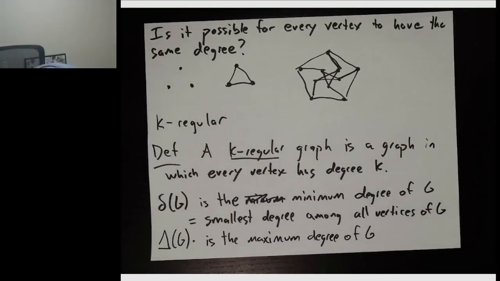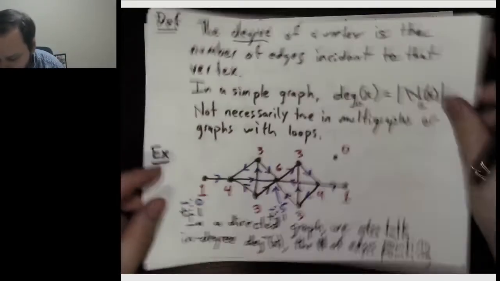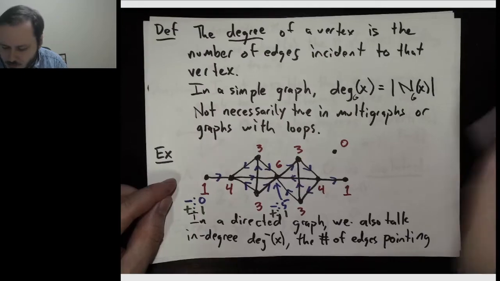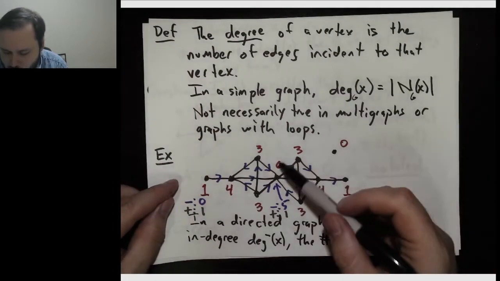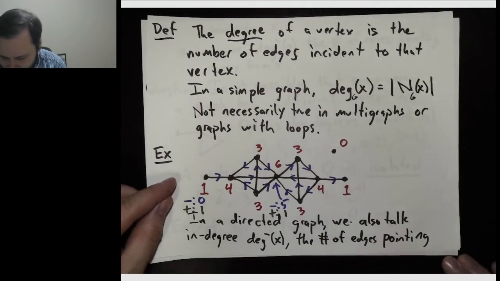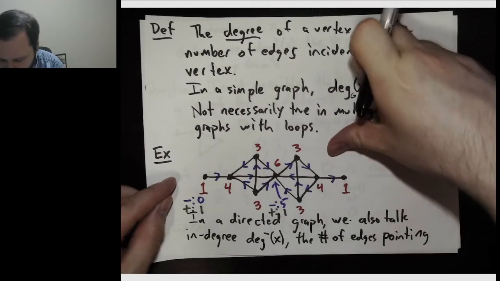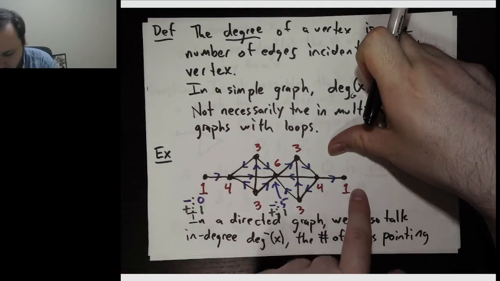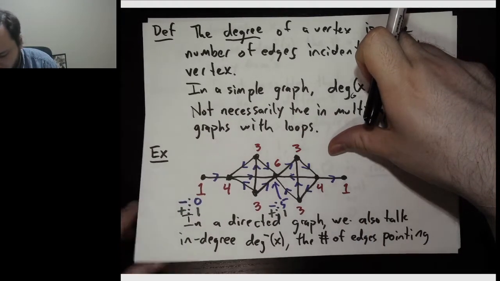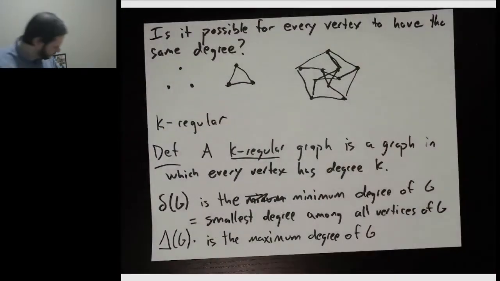So if we go back to this graph from before, our minimum degree is 0. That's our smallest one. Our maximum degree is 6. And if I got rid of this vertex, then my minimum degree would be 1. I have 2 vertices that both have degree 1. That would be my minimum.